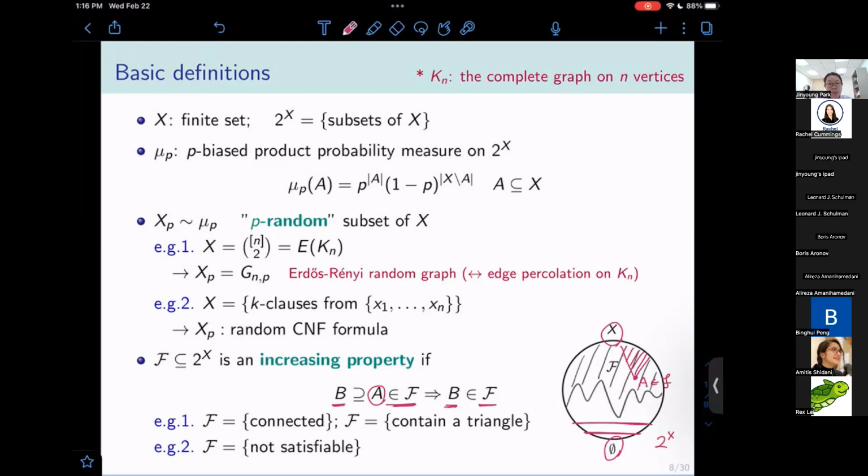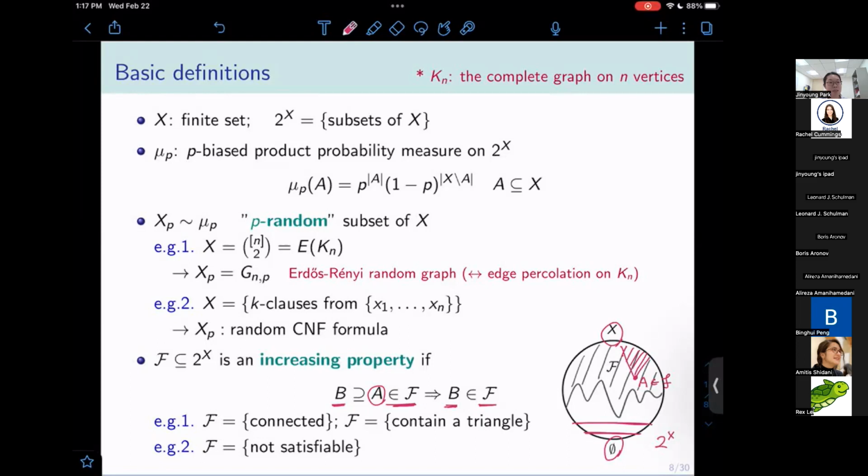What are examples of an increasing property? If we think about the first example, the random graph example, the property of being connected is an increasing property, because whenever we have a connected graph, every graph that contains this connected graph is also connected. Another way to say it is that we can't destroy this property by adding an element. Another example is containing a triangle, because once we have a triangle, we can't destroy this property by adding an edge. In the second setup, when we view X_p as a random CNF formula, the property of being not satisfiable is another example of an increasing property.